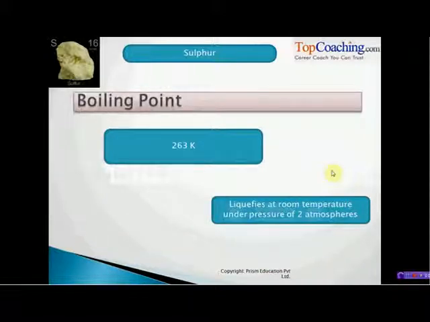Let us come to a quick look at the physical properties. Sulfur dioxide has a boiling point of 263 Kelvin, and it liquefies at room temperature under a pressure of 2 atmospheres. By the way, do we know what is room pressure? We all know what is room temperature. 1 atmosphere, right? The pressure around us is roughly 1 atmosphere, or 760 millimeter of mercury, or 1.013 bar, right?